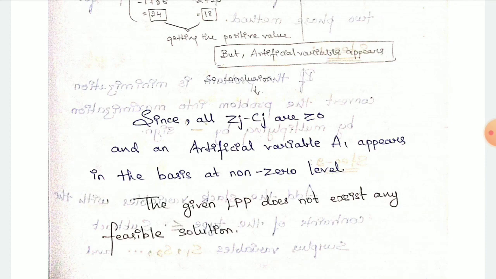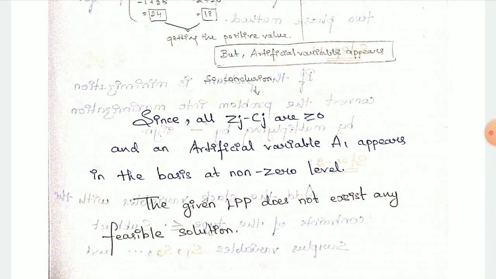So you have to be clear about this. In the last table it appears artificial variable, means that problem cannot exist, that is does not exist any feasible solution. So that is no feasible solution is the solution for that problem.